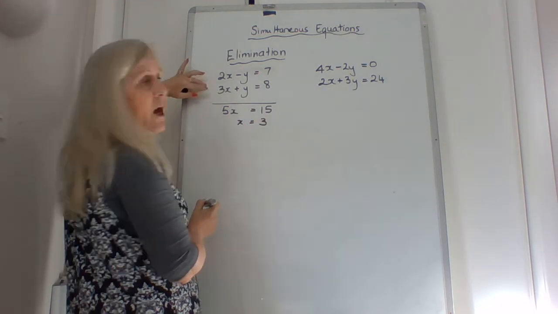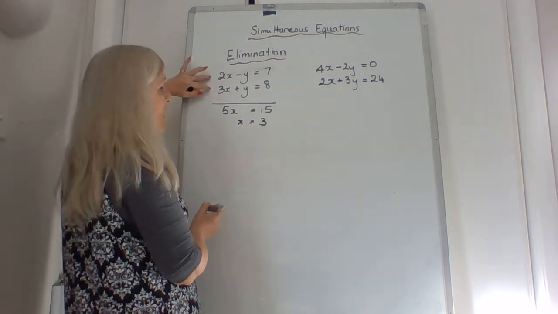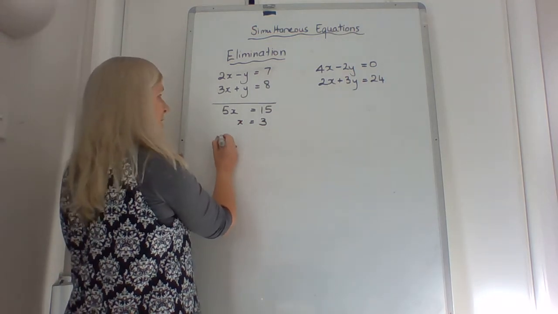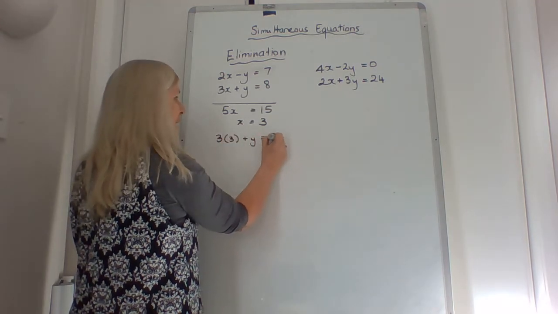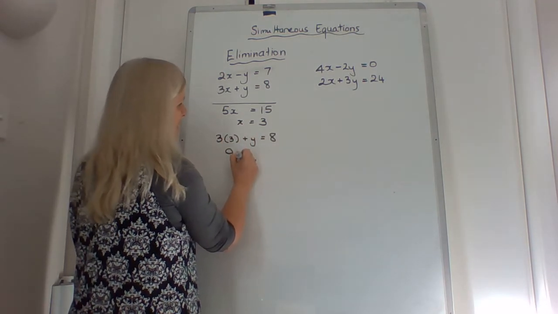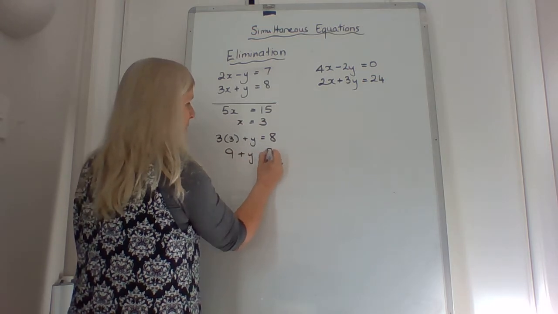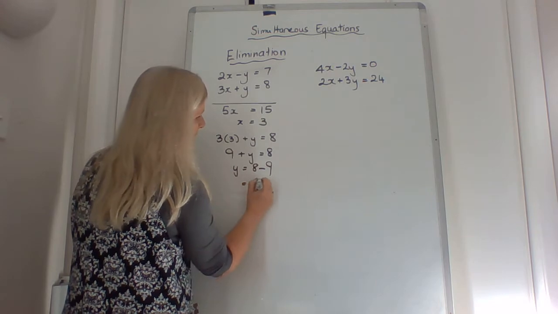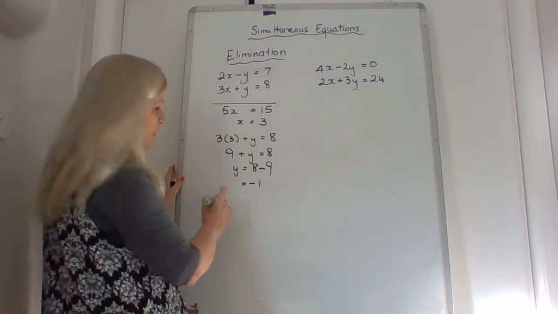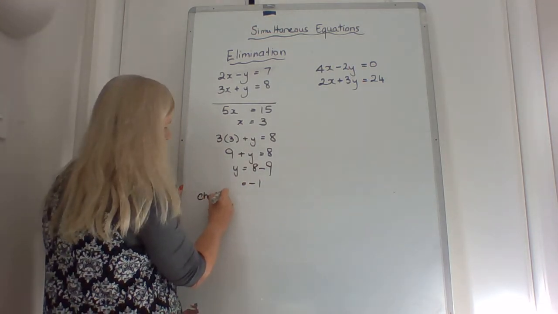Now we can go back to either one of these equations and find out what y is. So if we do 3 times 3 plus y equals 8, we'll find out that y equals negative 1.